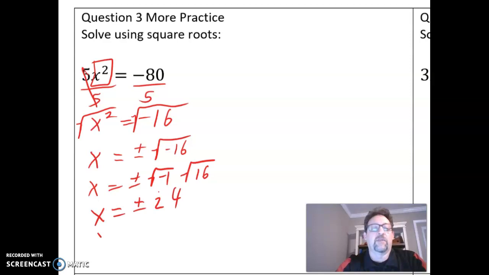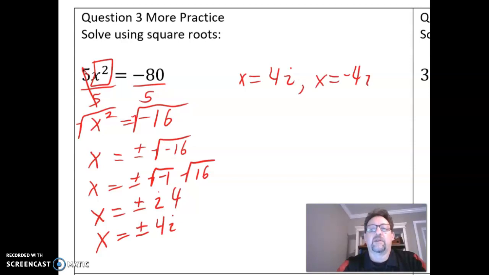We just normally wouldn't write it that way. We would write x equals plus and minus 4i. And then just remember that that could be split up into x equals positive 4i and x equals negative 4i.